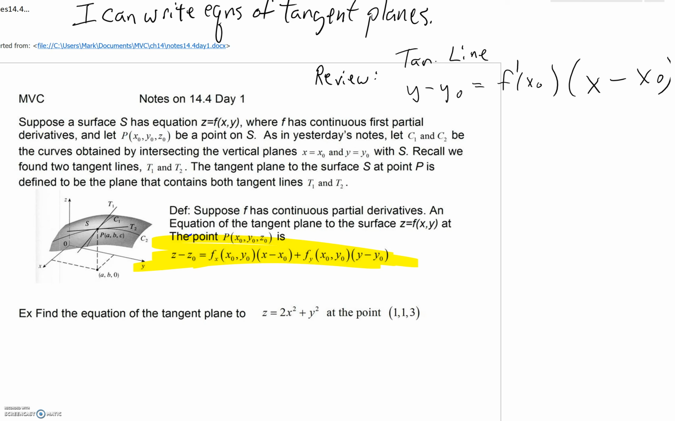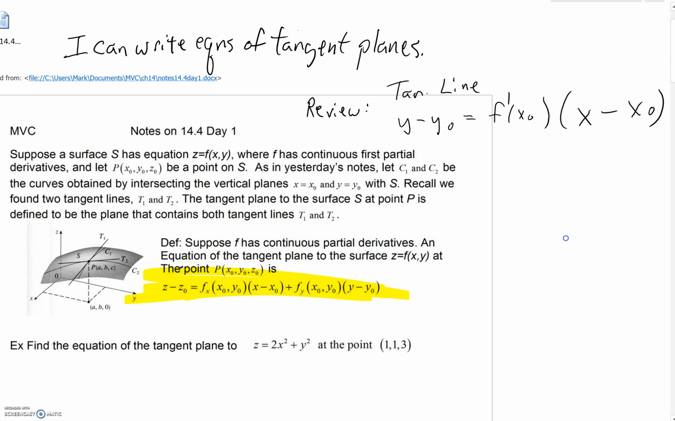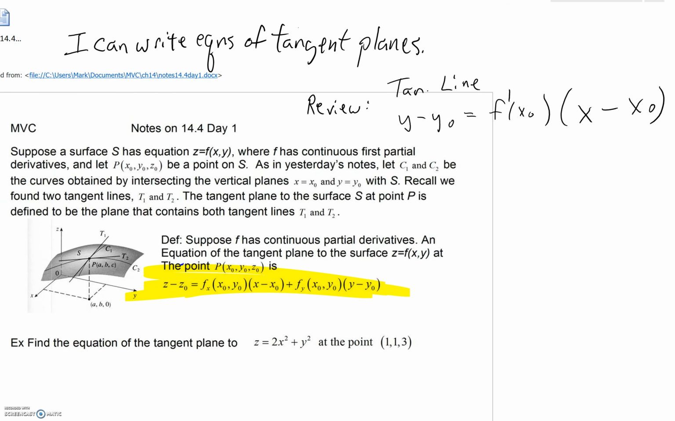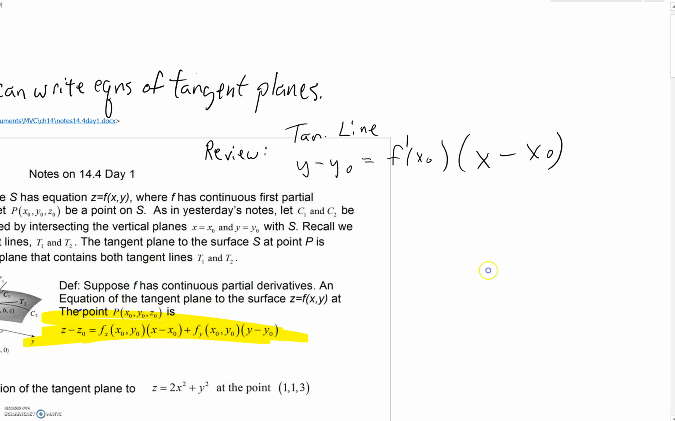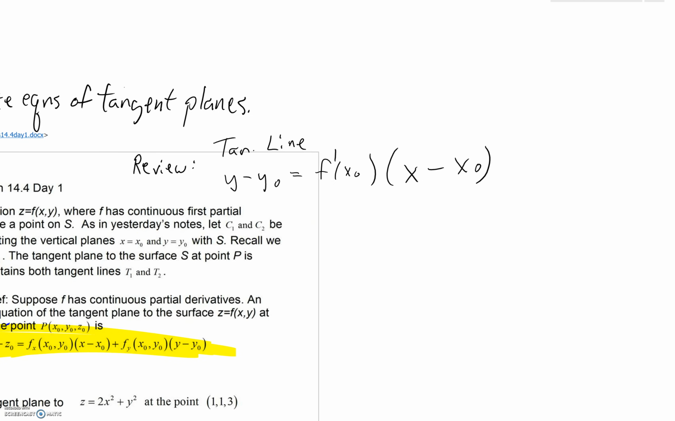Multivariable calculus, we're in 14.4, day 1. You can see our learning target at the top. I can write equations of tangent planes. And this is very much related and reminiscent of what you did in Calc AB or Calc BC: writing the equation of a tangent line.